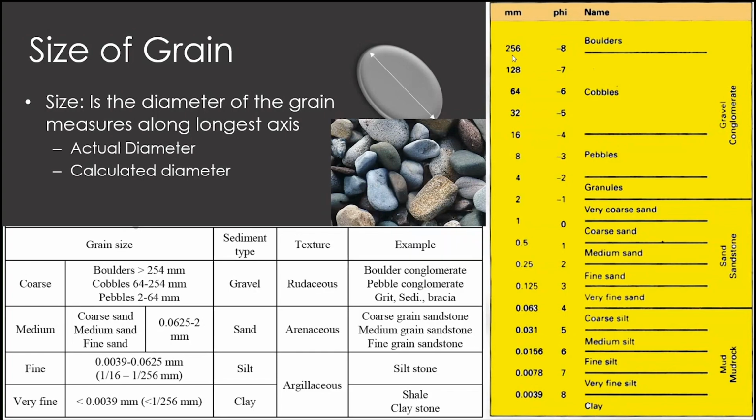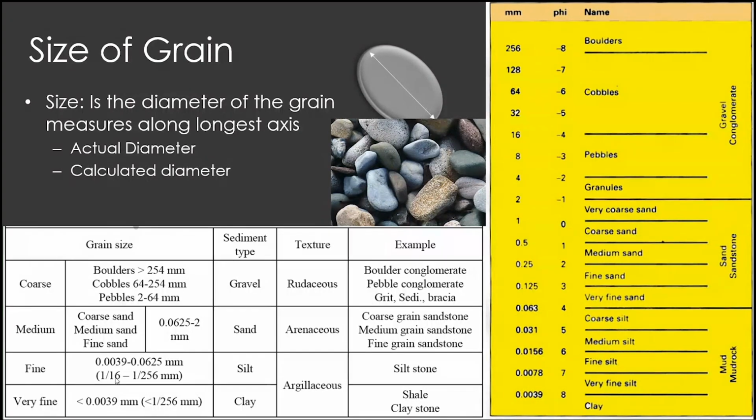Okay, so if you take the negative logarithm of 256 to the base 2, we will get the value minus 8. So by this we are able to understand that the minus 8 phi scale represents a size of 256 millimeter, whereas plus 8 represents 1 by 256. Okay, so that is why if you see here there are so many fractions.